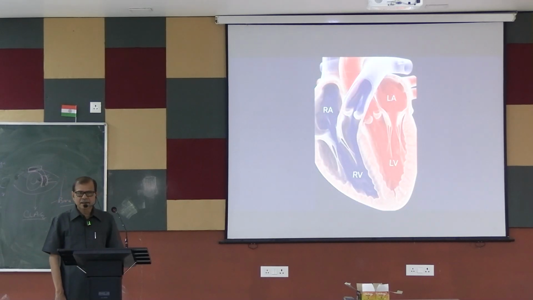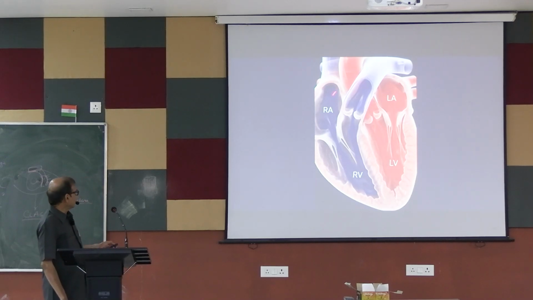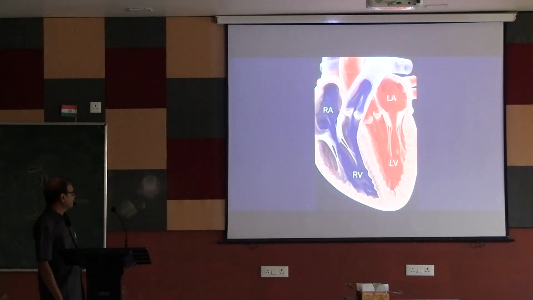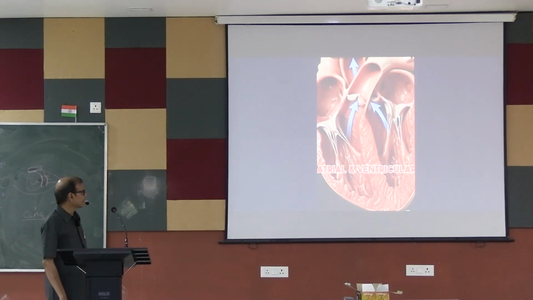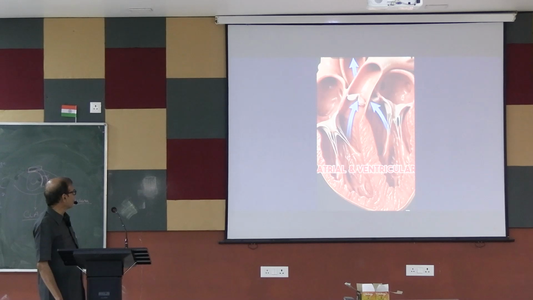Now from the anatomic or mechanical point of view: right atrium, right ventricle, left atrium, left ventricle. The synchronized and harmonized contraction of atrium and ventricle is responsible for ejection of blood into the pulmonary artery as well as into the aorta. This is the pulmonic circulation, this is the aortic circulation or systemic circulation.